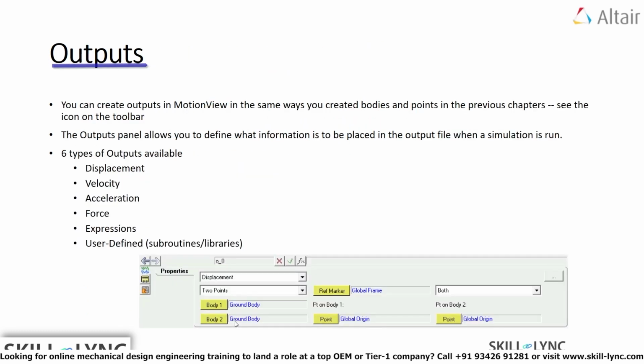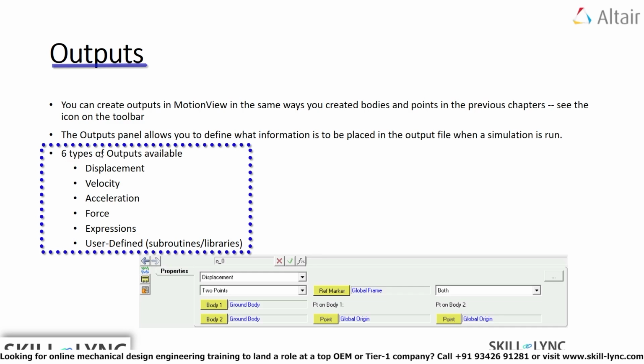Now move on to our next topic, outputs. So you can create outputs in Motionview in the same ways you created bodies, points, markers, etc. The outputs panel allows you to define what information is to be placed in the output file when the simulation is run. It's basically the user's request. What results we want to see once we run the analysis. That is defined by these outputs. There are basically 6 types of outputs that are available in Motionview.